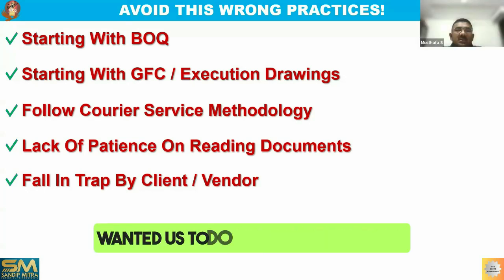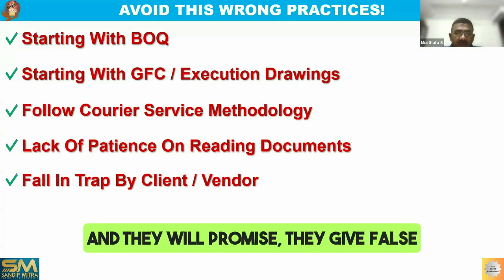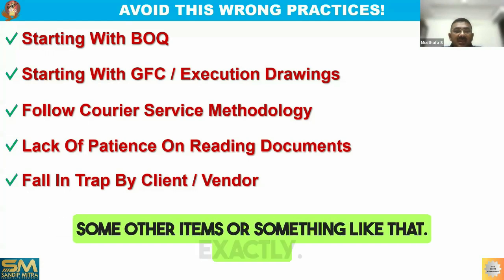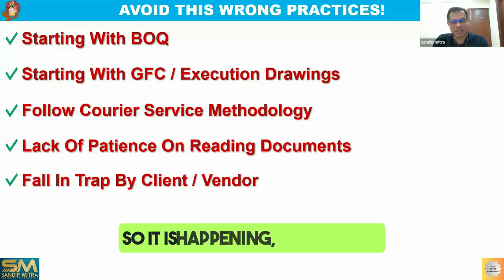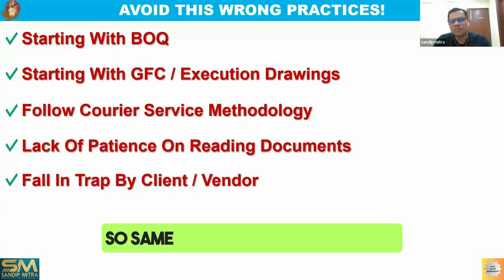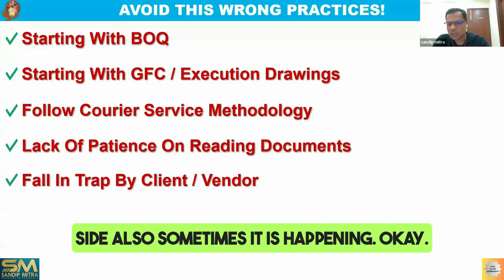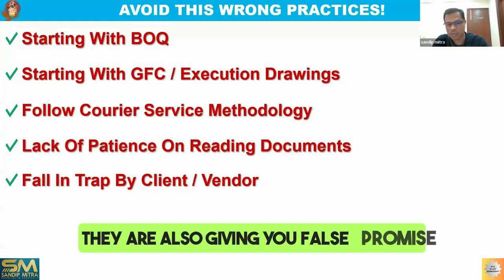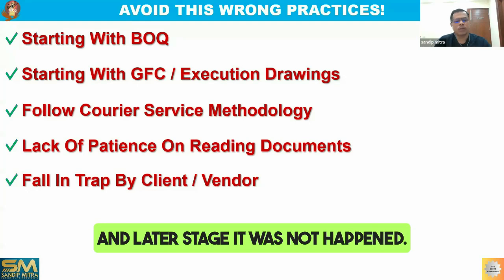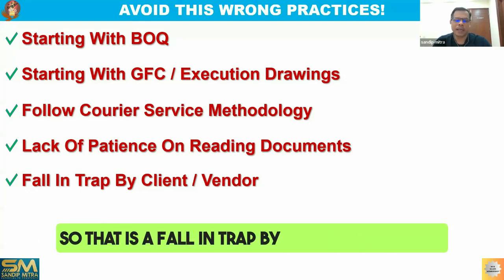They wanted us to do works beyond the BOQ, and they give a false promise that they will make payment in some other items or something like that. Exactly. Yeah. Exactly. So it is happening, right? Yeah. It is practical. Yes, practical. The same, you can say, from the vendor side also it sometimes happens. Okay, they also give you a false promise, and at a later stage it does not happen. So that is falling into a trap by client and vendor.